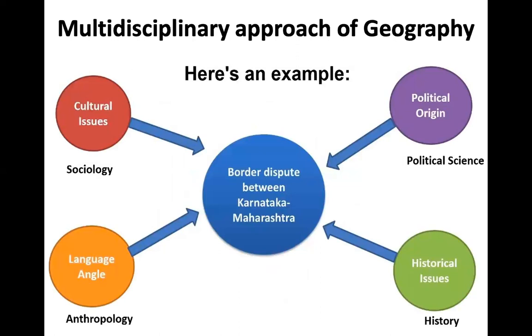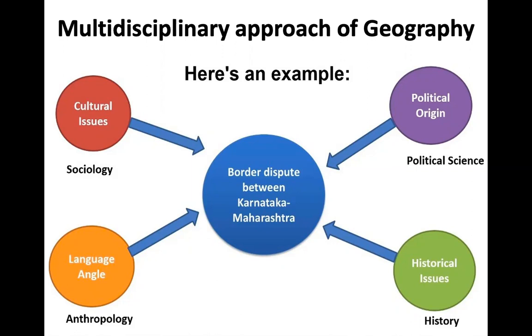Now come to geography. Now I take an example of the border dispute between Karnataka and Maharashtra. It's a border dispute that is going on. Now, a politician alone cannot solve all this. He has to take help of whom? Karnataka is a different zone. Maharashtra is a different zone. So when they are different in nature, then their culture is different. The Kannada people have their own culture. The Marathis have their own culture.